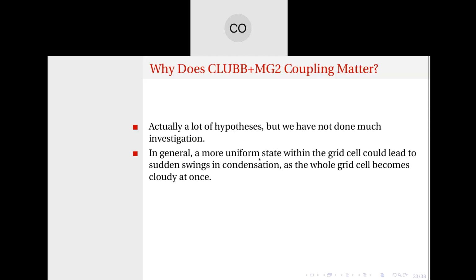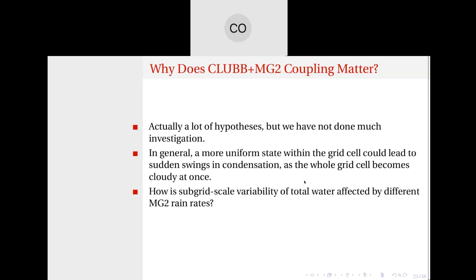So we could see that somehow the more frequent CLUBB at MG2 is giving CLUBB the idea that the state in the grid cell is more uniform. And so maybe because CLUBB is doing some degree of shallow convection also, if it's doing less of that, maybe it's trying to produce cloud in the whole grid box at once more often. And so maybe that's changing condensation rate that way, or the reverse.